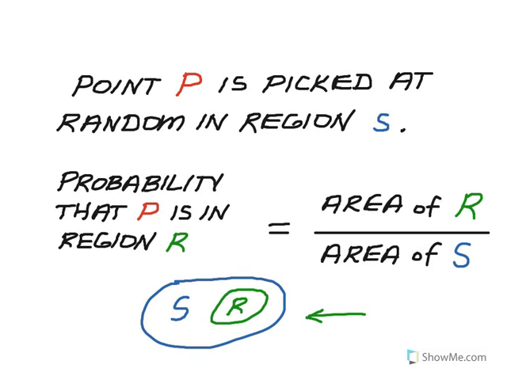Maybe this looks like about a 1/4 or 1/5 ratio of the area of R to area of S. So that's basically how we figure out the probability of a random point being picked inside of a segment length, or inside of an area.